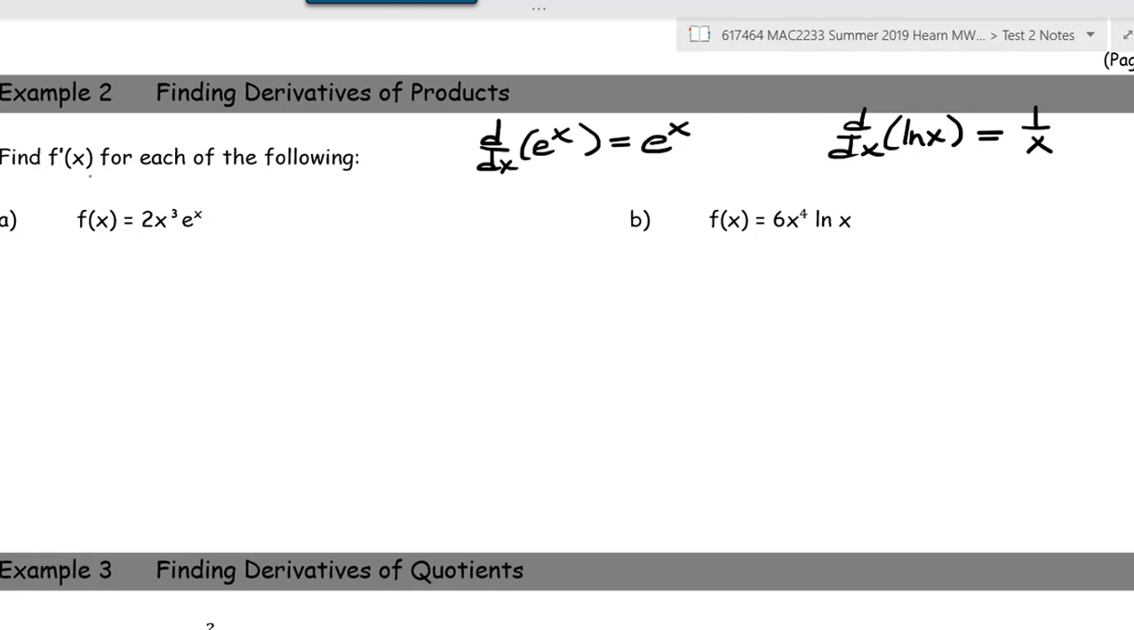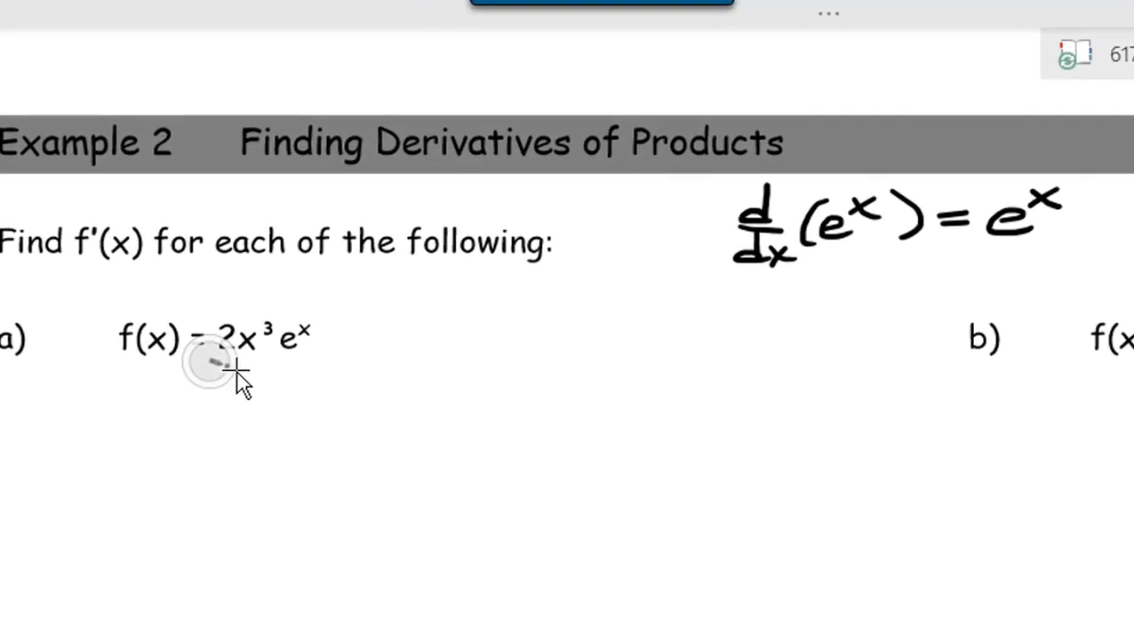So we're finding the derivative, and notice it doesn't tell you to use the product rule, so there's no hints here. So you just have to know that when you have something with an x times something with an x, that you have a product of two functions and that you have no choice but to either simplify or use the product rule. In this case, you cannot simplify, so you have to use the product rule.